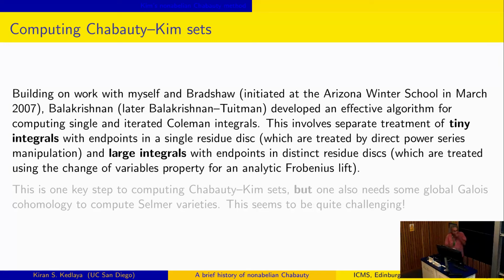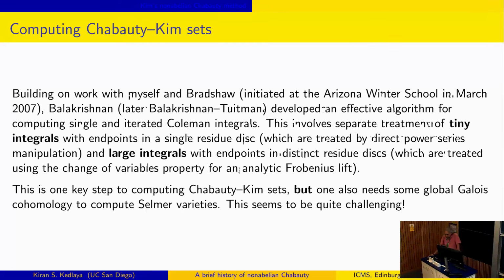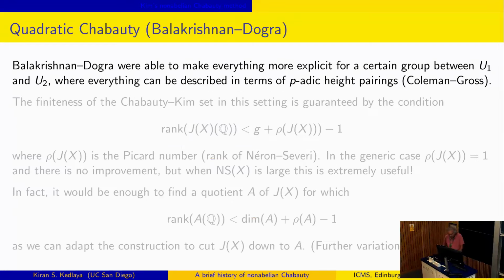Of course, this is important if you want to be able to compute things explicitly, but you also need some global information, because you need to know what these Galois cohomology groups are, because you need to know how big the Selmer varieties are. That's challenging, but again, it can be done in certain cases, and it can be done especially well if you narrow your scope.